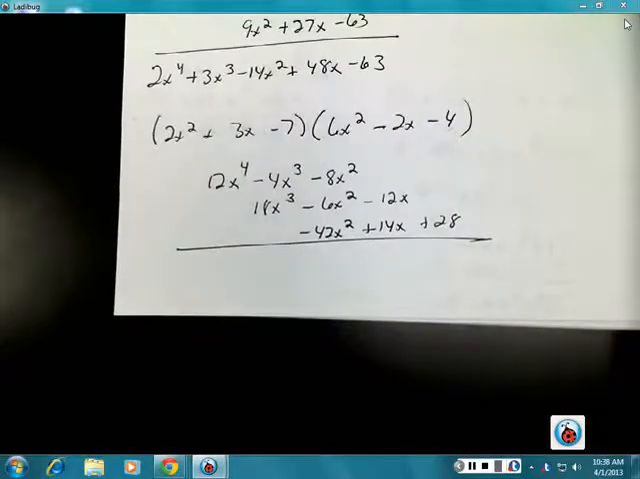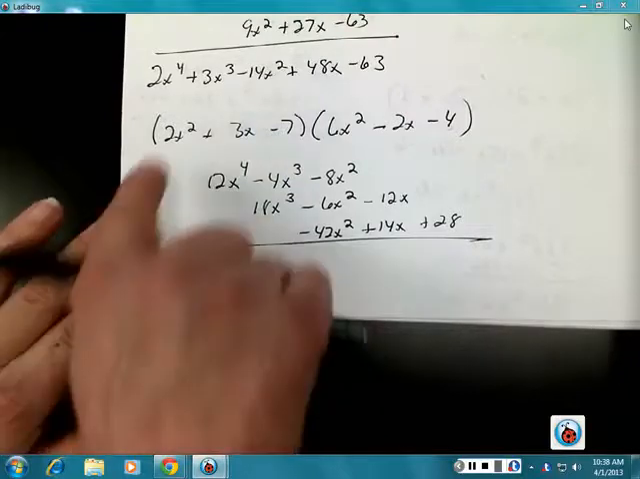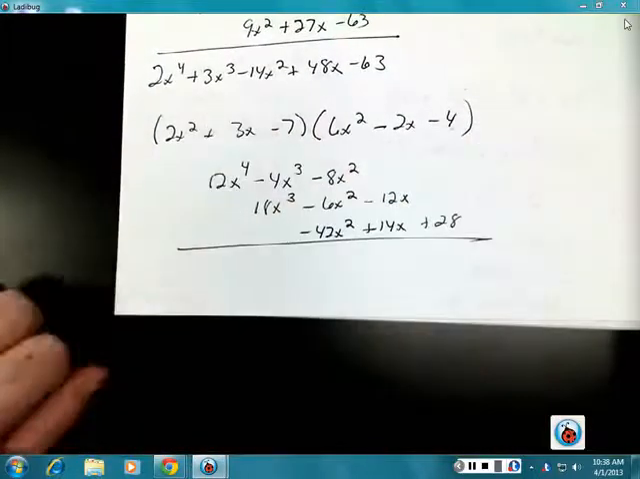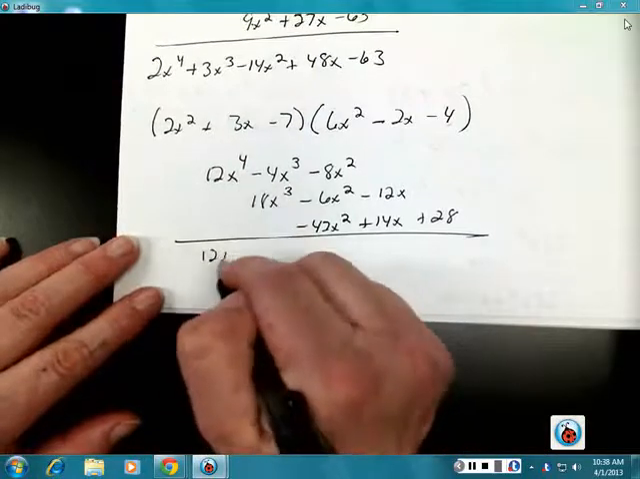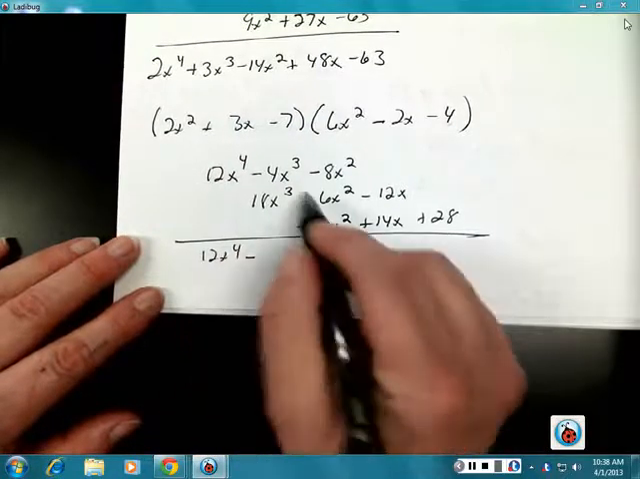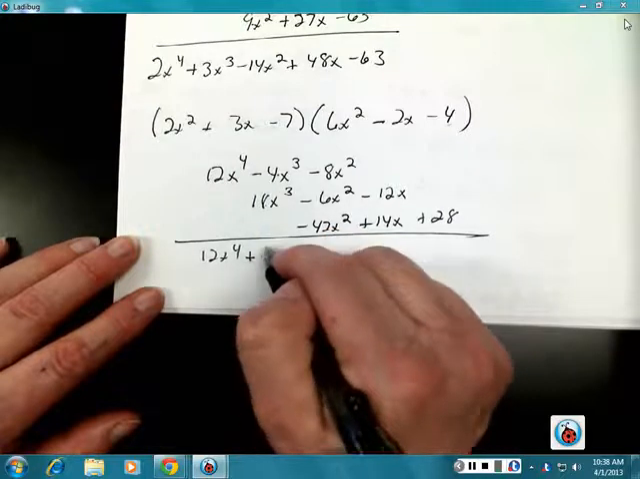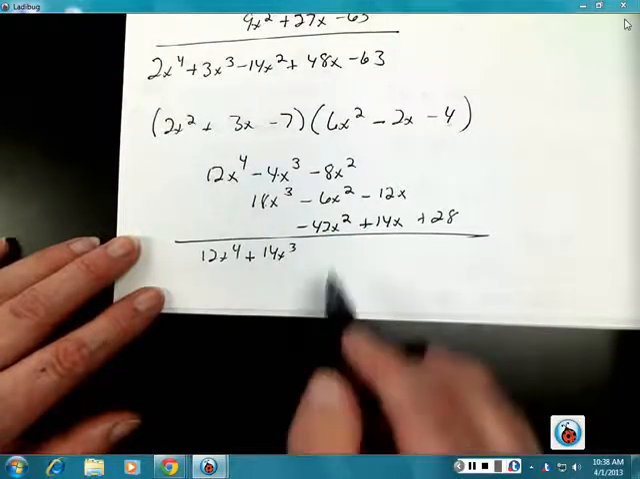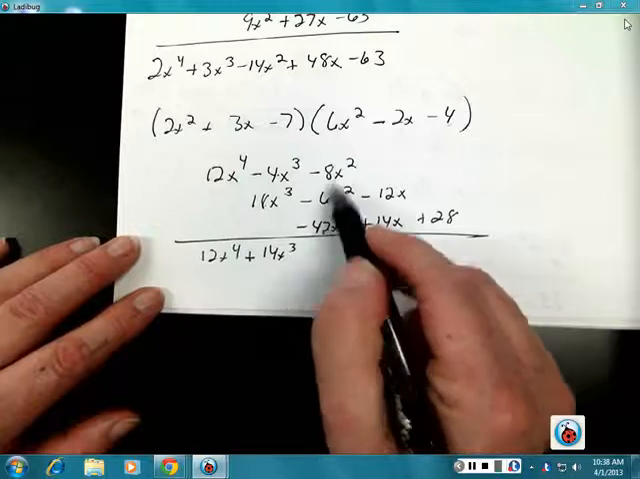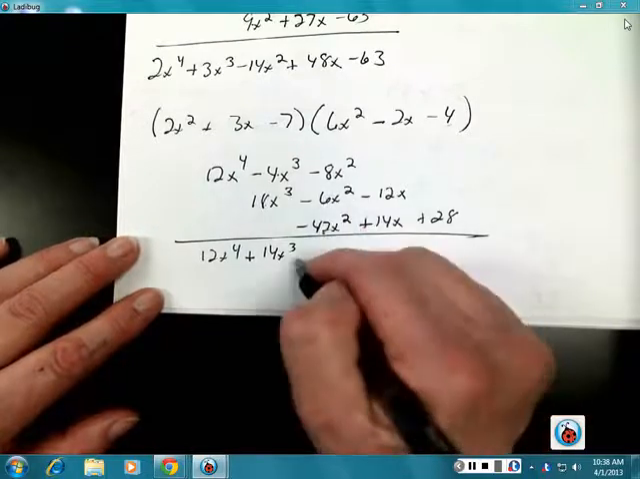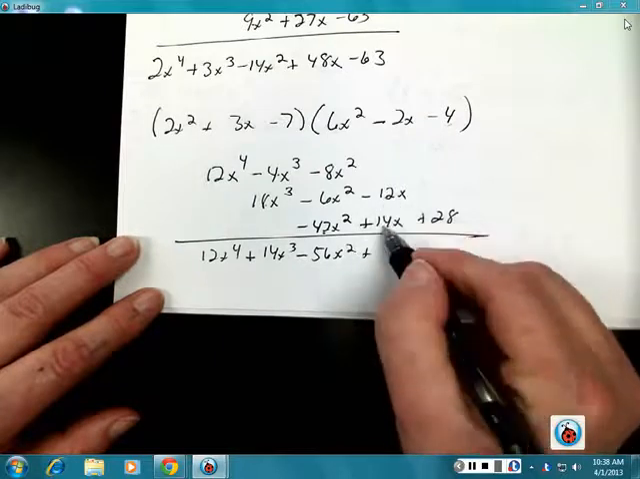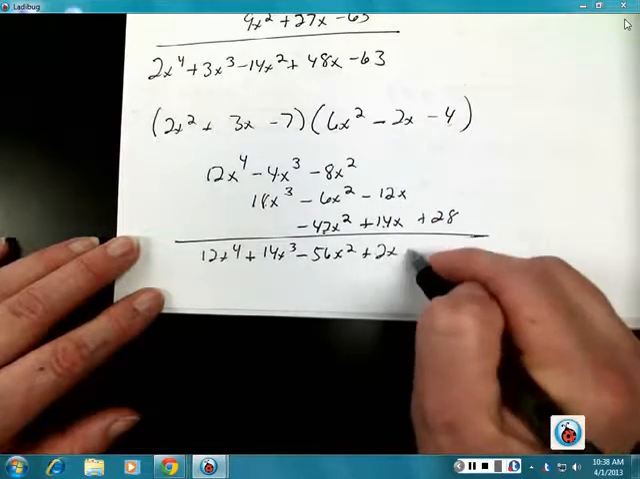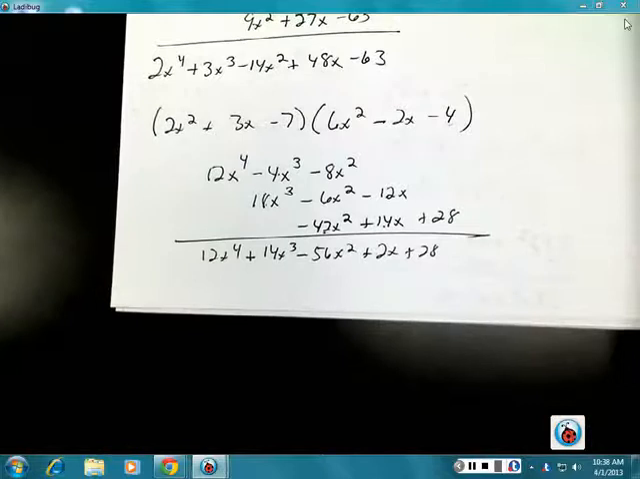So working your way through, once you start breaking it apart, it's like having a monomial times every single piece until you get to where you've got all of your pieces multiplied. So 12x to the 4th. 4 from 18 leaves me with a positive 14x cubed. All of this added together, 42 and 8 is 50, plus 6 is a negative 56x squared. 12 from 14 is a positive 2x. And then plus 28 at the tail end.